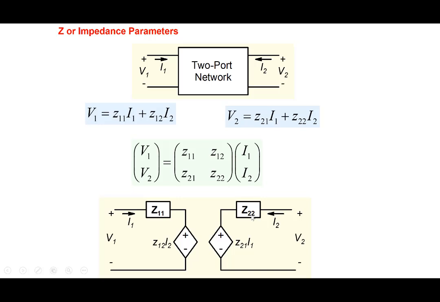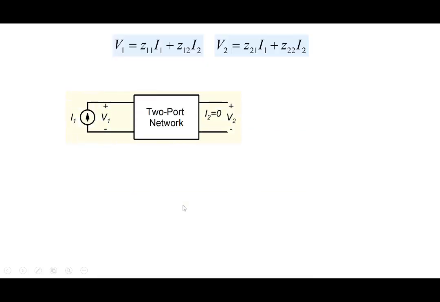Of course, if you're given this whole network, you could analyze it and determine what the values of Z11, Z22, Z12, and Z21 are. But you can also experimentally measure them. And how do we do it? Whether you want to analyze it or experimentally measure it, how do we do it? Let's say you want to determine Z11.